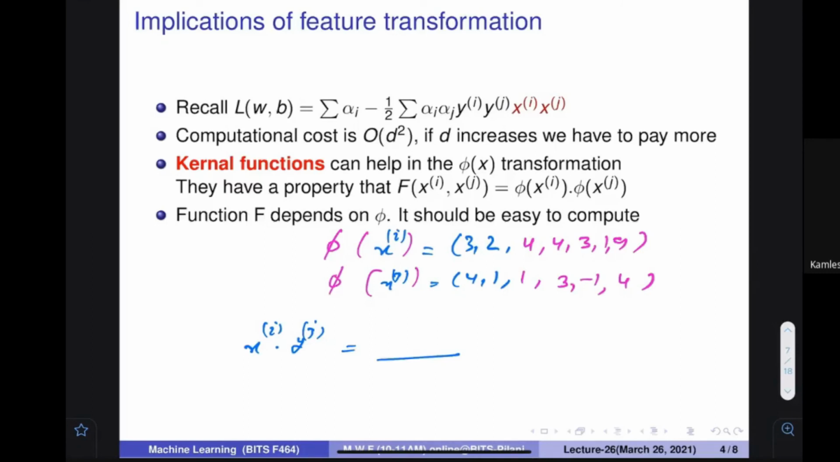If I want to find the similarity between these two items, I have to find this multiplication. This multiplication is going to take more time. Why? Because earlier only two items had to be multiplied. Now more items need to be multiplied. So it is going to take more time. Say yes. It is going to take more time.